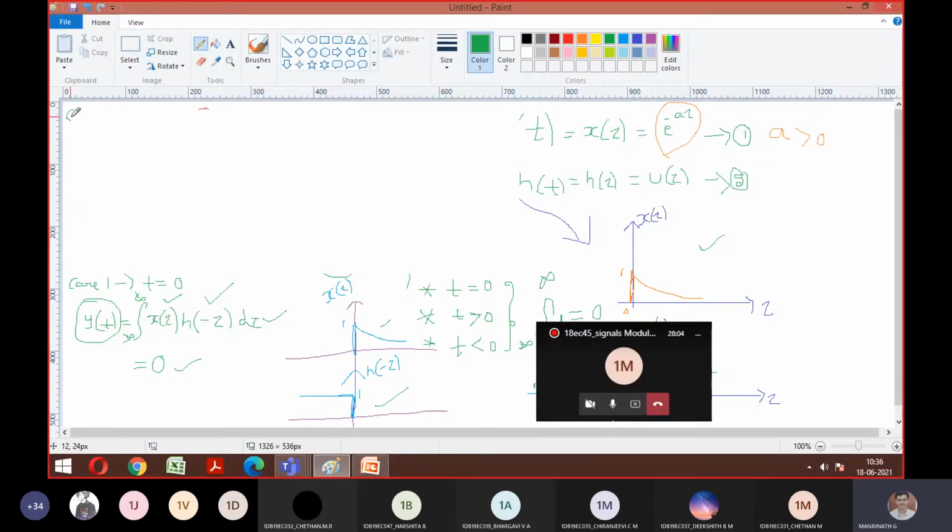What is the case we are considering now? Case 2, your t is greater than 0. What is the meaning of this? t is greater than 0. What values am I supposed to put in this formula h of t minus tau? Positive values. Good. In the formula y of t, you should replicate the formula x of tau. We know x of tau is the same as how we plotted. Now I need to know how to plot h of t minus tau. If you know this, I can multiply with my original x of tau and get the answer.